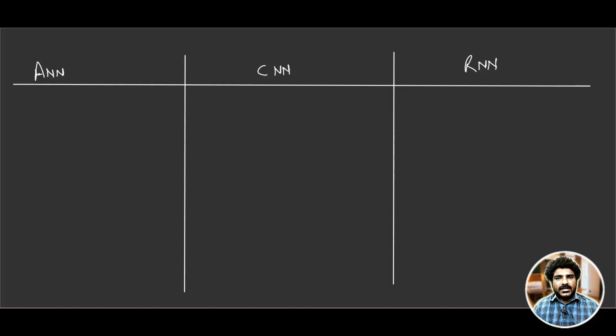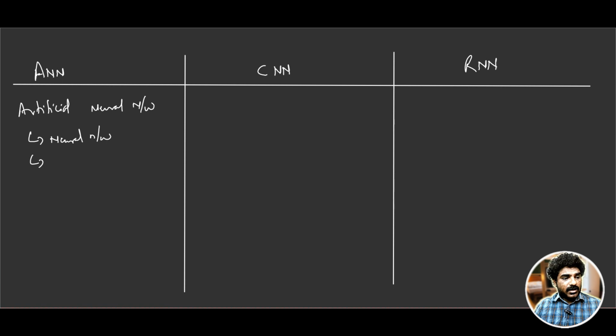Before understanding the transformer architecture, let's understand ANN, CNN, RNN and where this transformer architecture fits in. ANN is artificial neural network. In this we'll see how neural networks are built. You will see something about activation functions, about the optimizers, and about the loss functions.